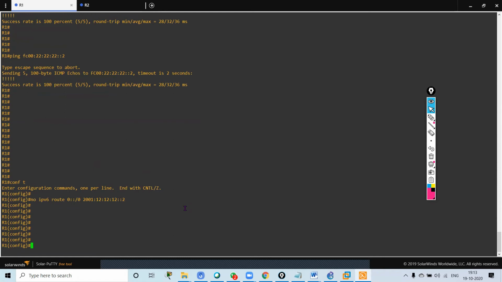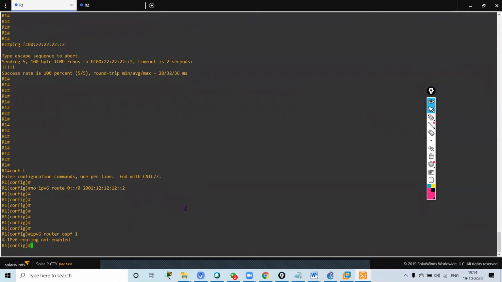Now I'm in the global configuration mode. Now I will enable OSPF. To enable OSPF, I have to say IPv6 router OSPF 1. Once I enable it, I'll get a prompt. Just read that prompt. What is it? IPv6 routing not enabled.